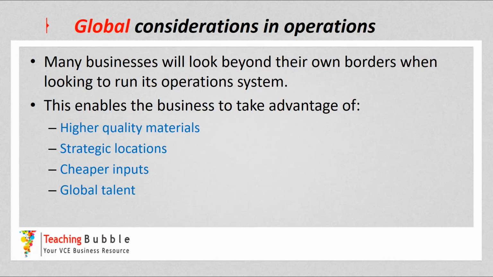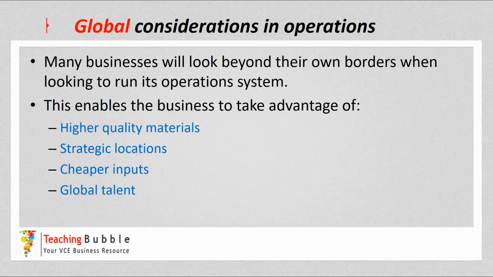Now many businesses will look beyond their own borders, outside of their home country, when looking to run their operations system. And that enables the business to take advantage of a number of things, including being able to use higher quality materials, strategic locations so that they can transport their goods or services to locations across the globe in a much faster manner, cheaper inputs using global talent, and a whole range of things that the business can take advantage of to really improve their operations system.